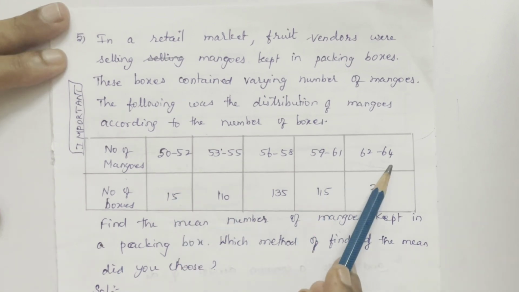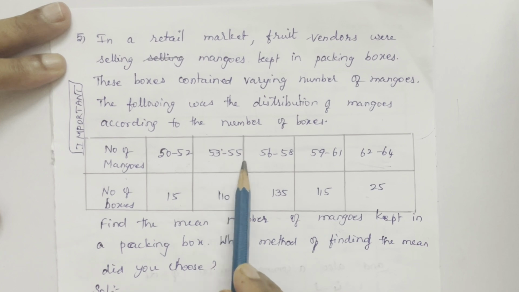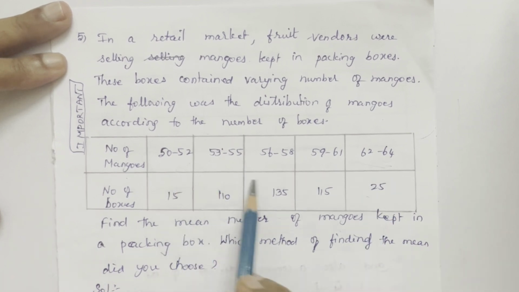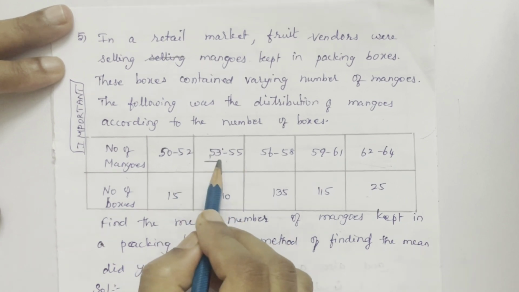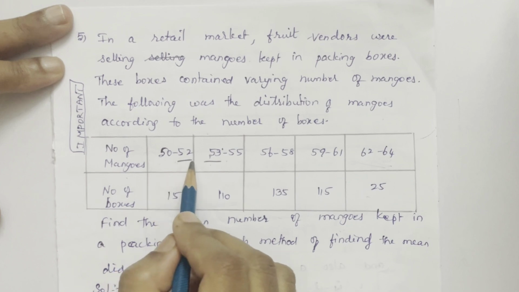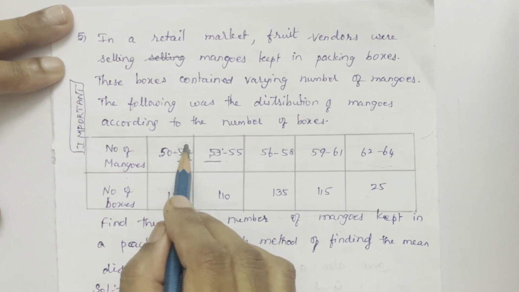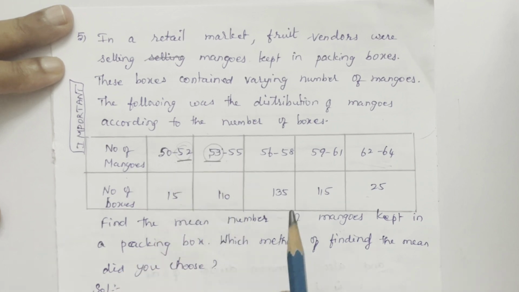It is given in intervals, that is 50 to 52 mangoes, 53 to 55 mangoes, in that way. Look at these intervals. Here in the second interval, the lower limit is 53. In the first interval, the upper limit is 52. The upper limit of the first one is the same as the lower limit of the second one. If it is like that, the given intervals are continuous.